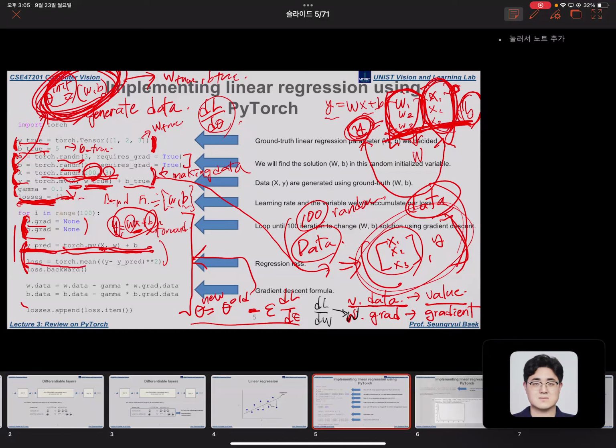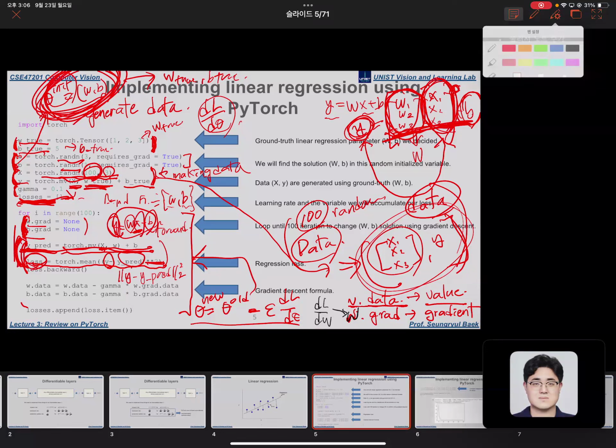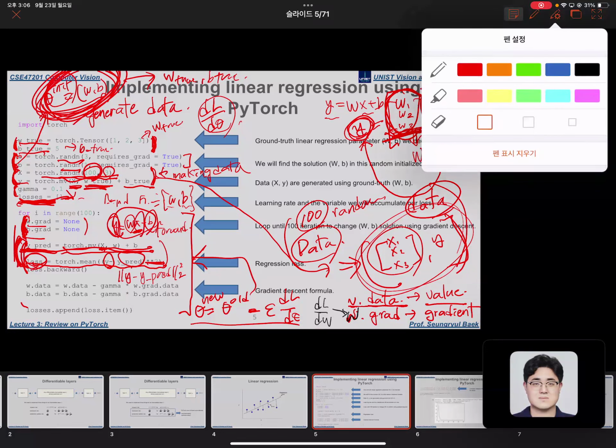And this is the loss calculation. Your ground truth Y is compared with the predicted Y, and this is the power of 2. So it is calculating a kind of Euclidean distance between these two values, and that's the loss function. So this is calculating one forward pass and the loss function. Okay. Are you guys following this?